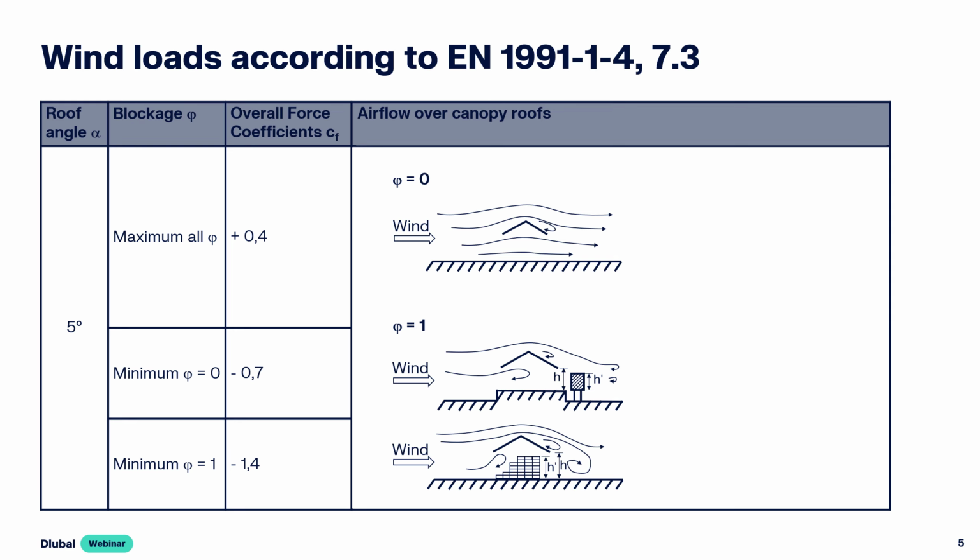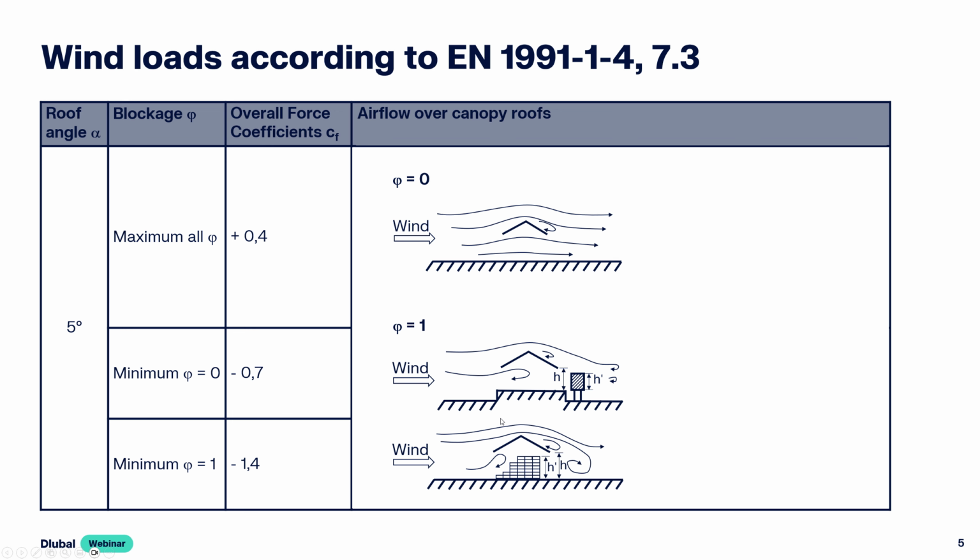The magnitude of these coefficients depends mainly on two influencing factors, the roof inclination and the blockage ratio phi. The blockage ratio phi describes the ratio of the obstructed area to the total cross-sectional area below the roof, considered perpendicular to the wind direction. Two limiting cases can be distinguished. For a completely empty canopy roof, phi is equal to 0. This situation is shown in the upper figure. In contrast, a fully blocked roof corresponds to phi equal to 1, shown in the two lower figures.